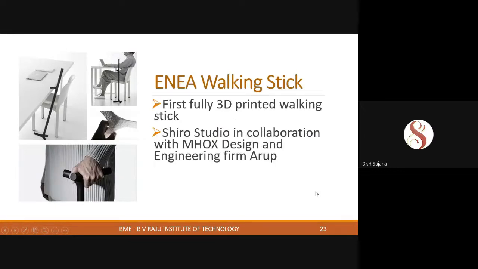And this is again a first fully 3D printed walking stick. This is developed by Shiro's studio based in the UK, in collaboration with MHOX, an Italian design studio inspired by the human body, and also with an engineering firm called Arup. When you look at walking sticks, they are basically heavy. So these three came up with a porous design. You can see the porous design here, like how our bone is a tubular structure. They came up with a porous structure so that it will be lightweight, and it has 3-axis handle geometry.